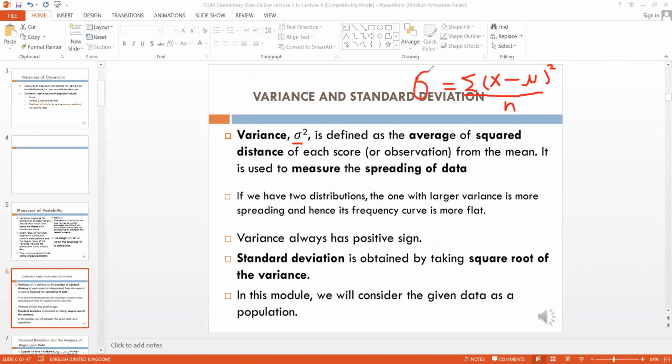Now this sigma, as we see, is the sigma for population data. So we are dealing with population data.